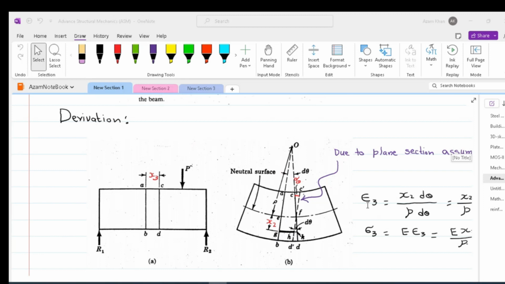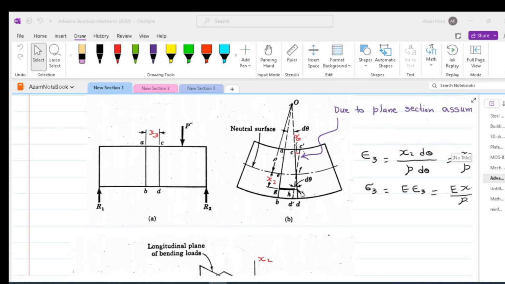So in order to find out the extension of HK, we have to do some mechanics. As we discussed, strain is change in length by original length. So for GH fiber, the change in length is x2 d theta, remembering that S is equal to r theta. That is the deformation. The original length, which is EF, that is rho d theta. Remember that EF is the fiber where no force is applied, or that is a neutral axis. So therefore, EF and GH are equal. Thus, plugging value in the strain equation, we will get the strain in the fiber GH. After this, we can multiply the strain with modulus of elasticity and get stress in GH fiber. Using this stress value, we can find stress at any fiber located within the cross section of the beam.